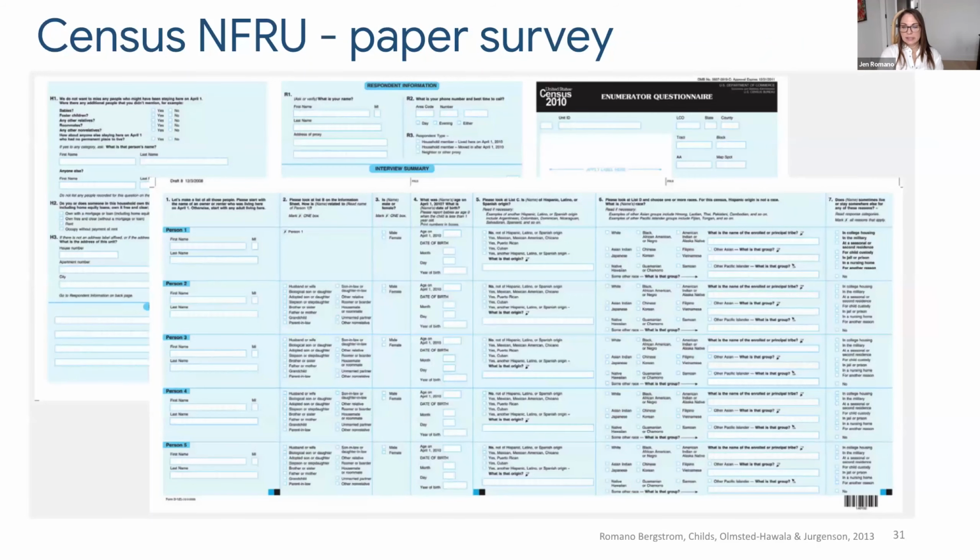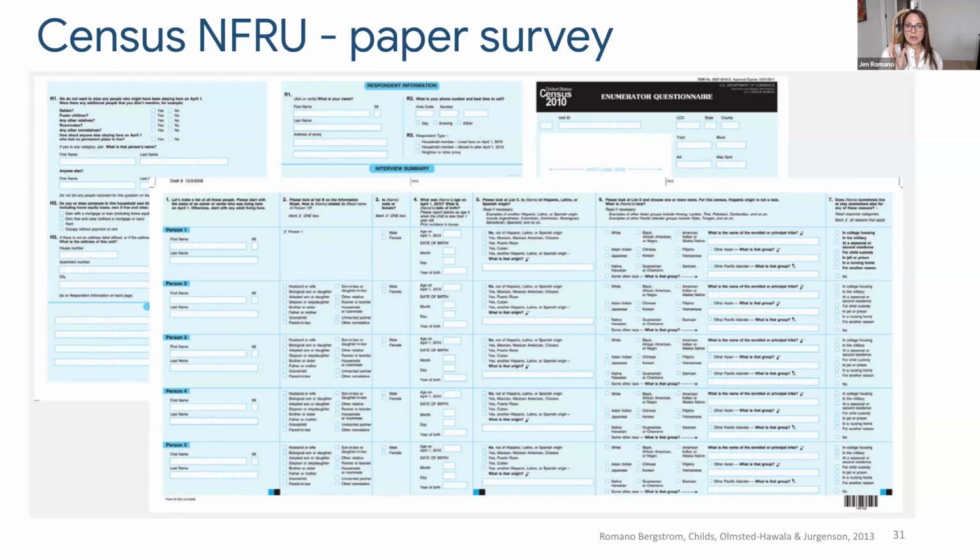One early study that I conducted usability testing on was the non-response follow-up enumerator questionnaire at the Census Bureau. And this is for people who do not respond to the census. An enumerator will show up at your doorstep and ask you these questions so you can be included in the census.